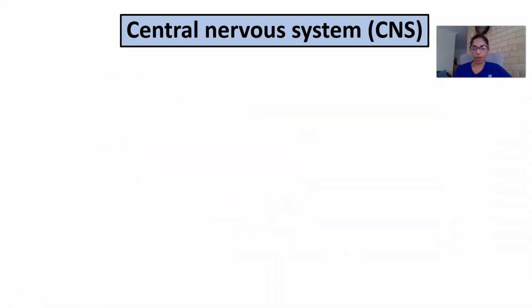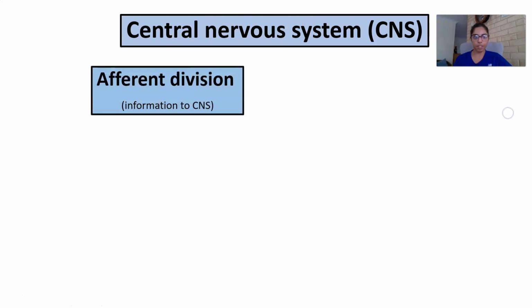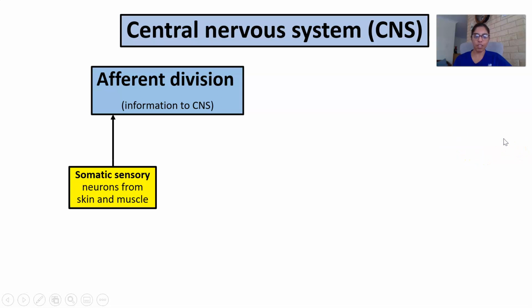All right, so now we're going to be looking at a summary of what we've discussed so far. At the top here in our hierarchy, we have the central nervous system, remembering that contains the brain and the spinal cord. And beneath that, we have the afferent division of the nervous system, and this is taking information towards the central nervous system.